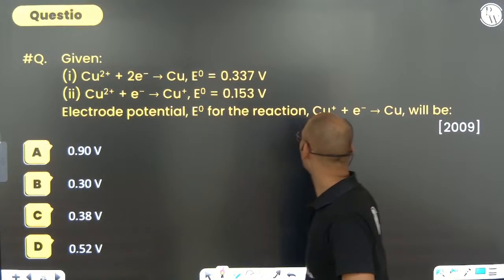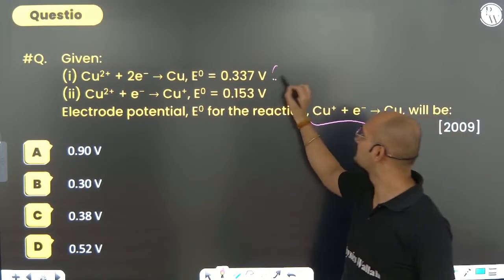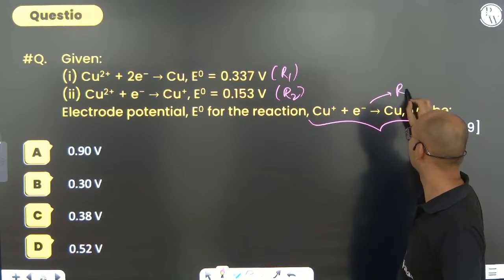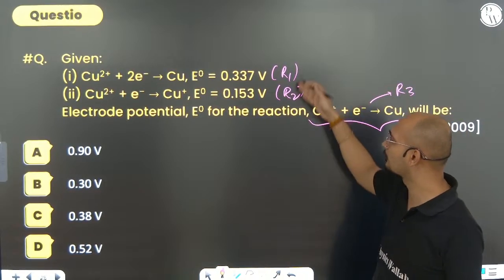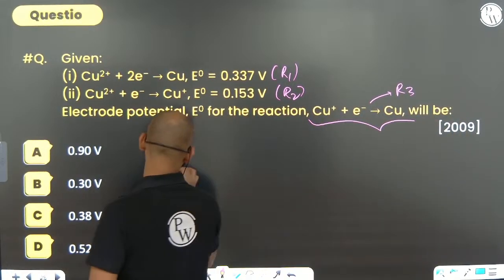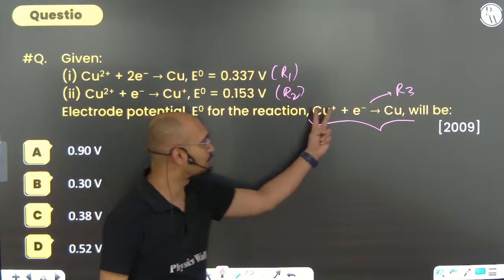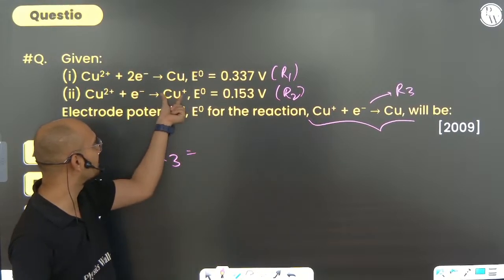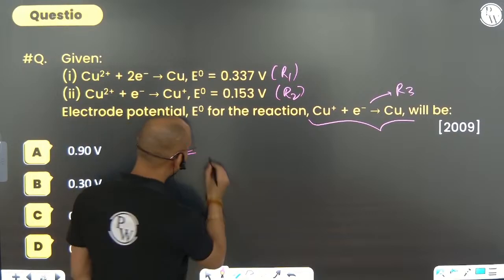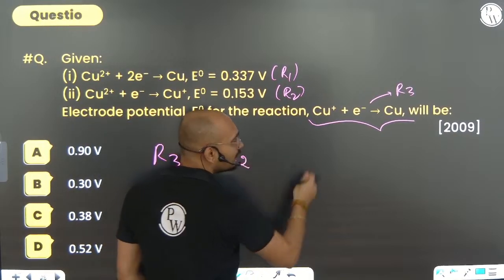So how to get this reaction? Let's say that this is reaction 1, this is reaction 2, and this is reaction 3. How, with the help of reaction 1 and 2, can we get reaction 3? Let me tell you. In reaction 3, cuprous is on the left side, while in reaction 2 cuprous is on the right side. So reaction 2 is being reversed. So minus R2.